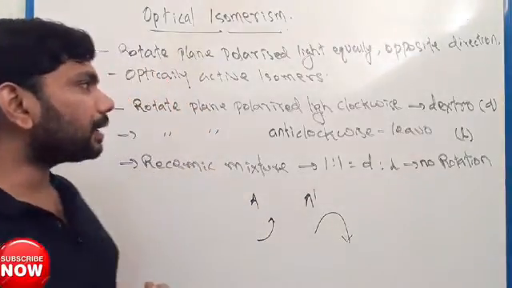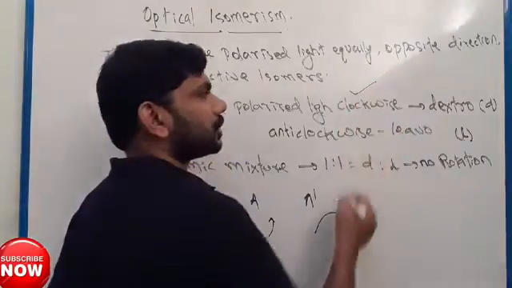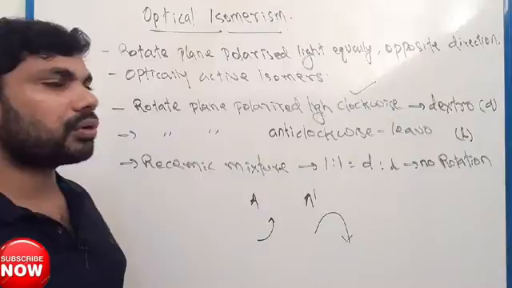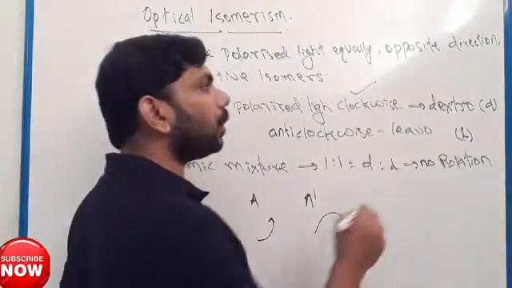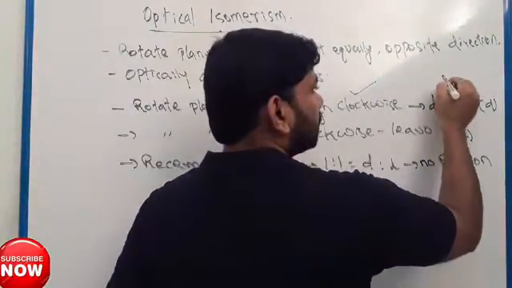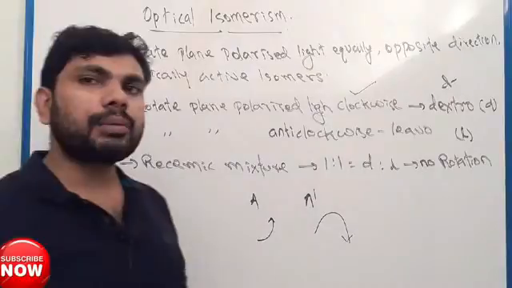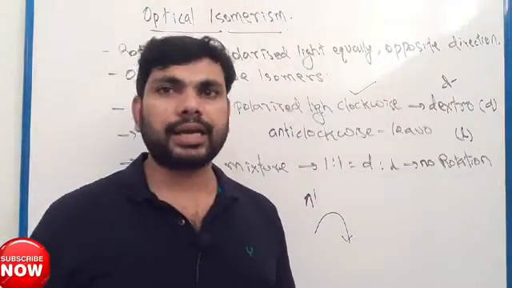An isomer that rotates plane polarized light in the clockwise direction is called a dextro-rotatory isomer, or D isomer. D isomer or dextro-rotatory isomer means the isomer rotates plane polarized light in the clockwise direction.